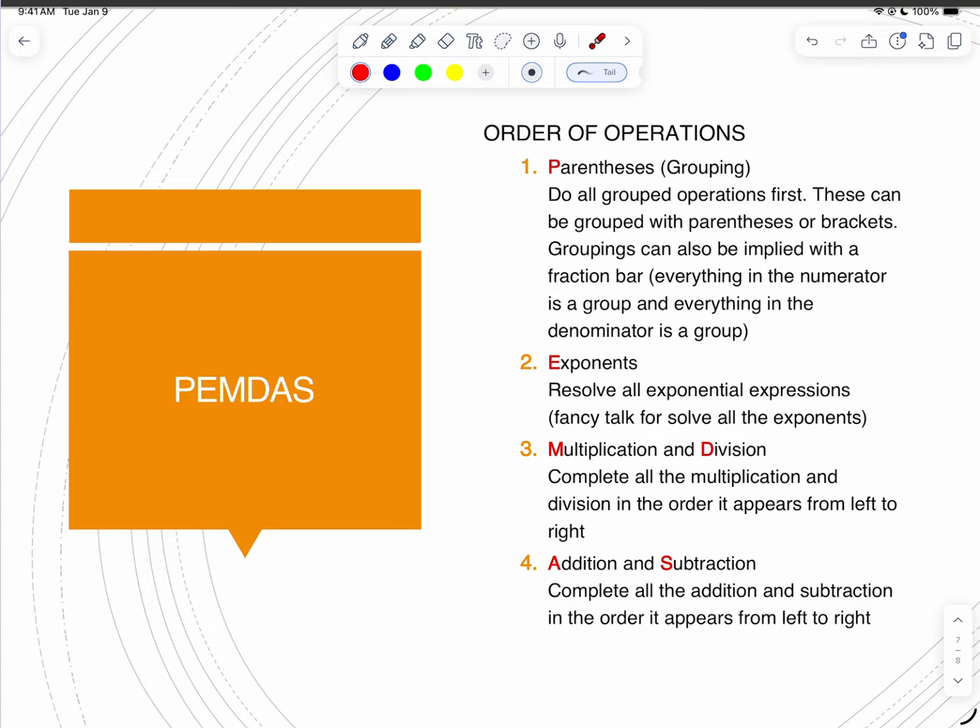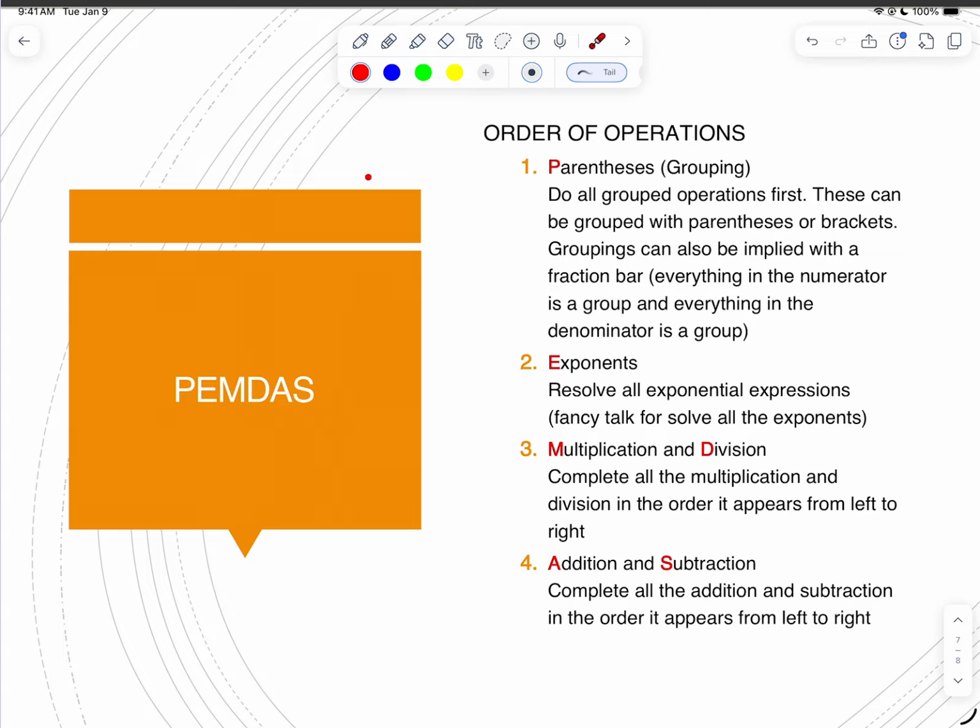PEMDAS does not mean that multiplication always happens before division. And it does not mean addition always happens before subtraction. Multiplication and division are on the same level. You perform them from left to right in the order that they appear. Addition and subtraction are also on the same level. You perform them from left to right in the order that they appear. So a better way to think about PEMDAS is really 4 steps.